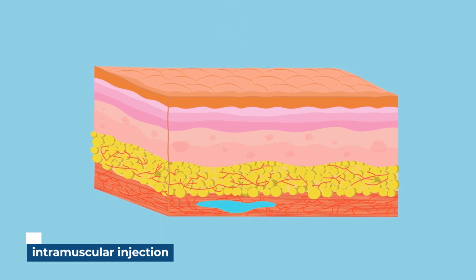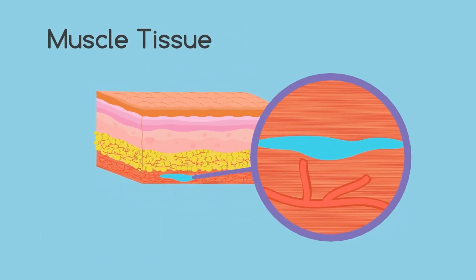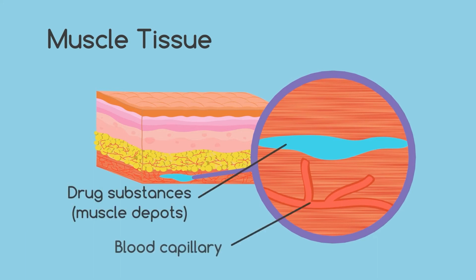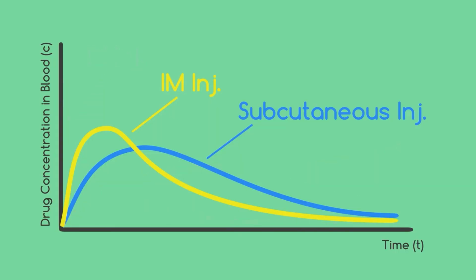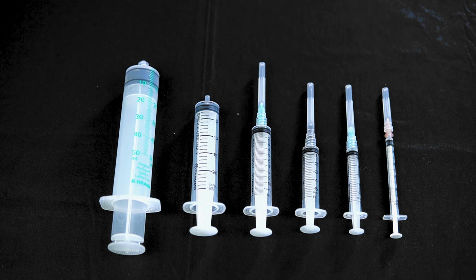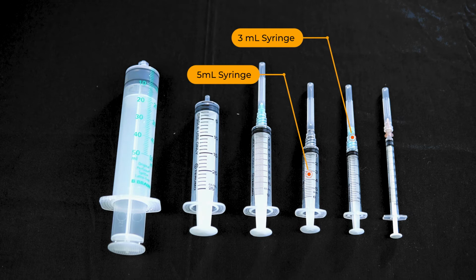Similar to subcutaneous injection, absorption of drug through this route may have a longer duration of action because drugs can be given as depot formulations, and thus are not metabolized quickly. However, intramuscular injections are absorbed faster than subcutaneous injection. That is because muscle tissue has a greater blood supply than subcutaneous tissue. Intramuscular injection is usually given with a 3 ml or 5 ml syringe, depending on the volume of the drug, with a 20 or 25 gauge needle.